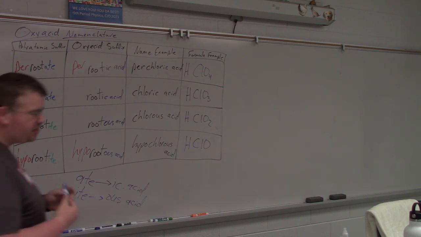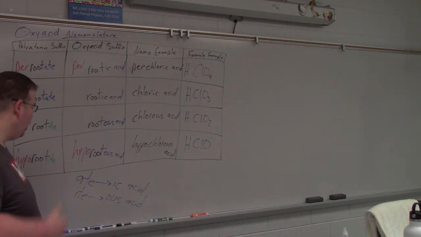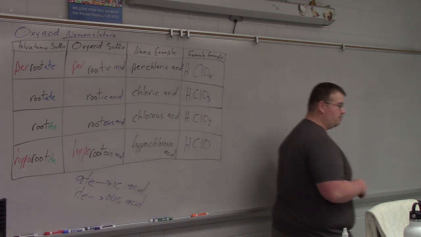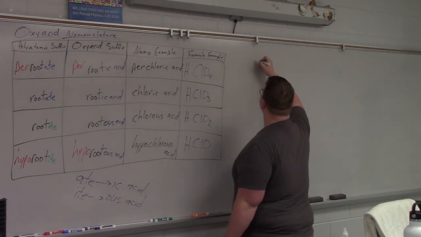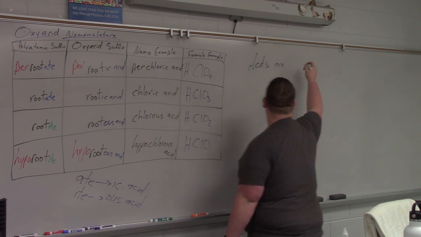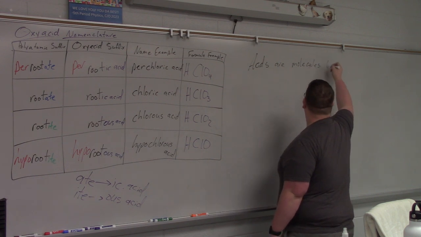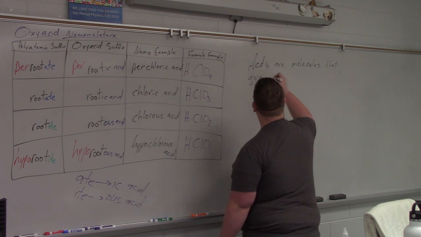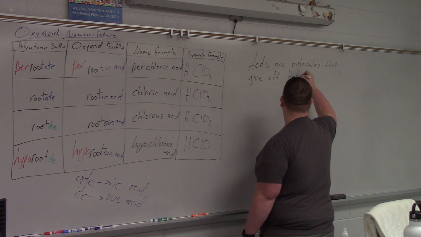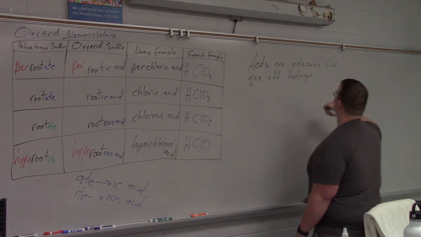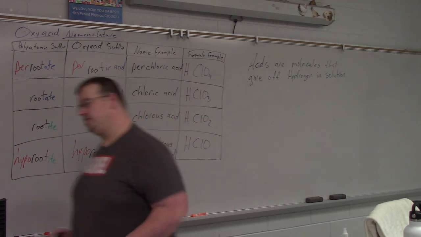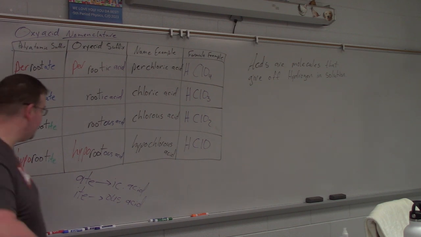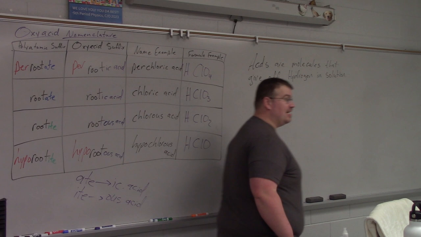This is the trick that everything comes down to: what acids are. Now, there are multiple different definitions of what acids are out there. I try to make everything simplistic so you can understand it. That's my goal. So when we look at acids in chemistry, acids are molecules that give off hydrogen in solution. So why am I telling you this? This is the fifth naming rule you've gotten from me. Tomorrow you're going to get the sixth. Guess what the sixth one is?